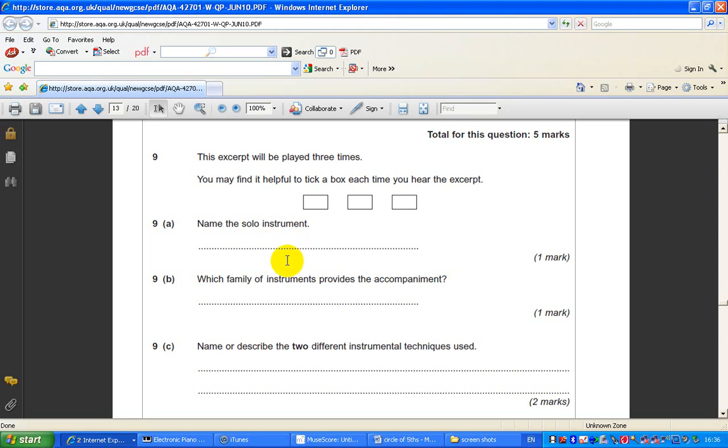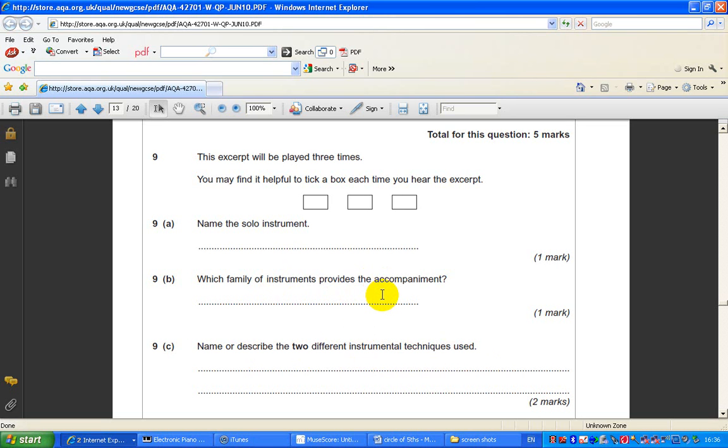So clarinet. Which family of instrument provides the accompaniment? Well, that was underneath the sort of squidgy accompaniment, which was the string family. Now we've got to go on and name or describe the 2 different instrumental techniques used. So we've identified here that we've got the string family accompanying. We've got to now identify different instrumental techniques used.